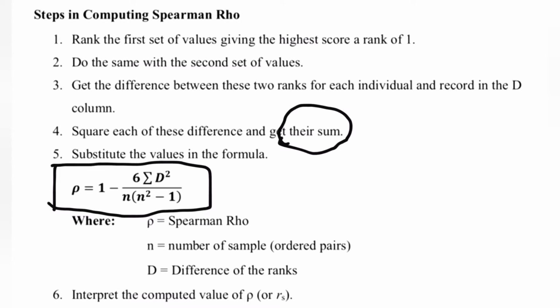And last step, we have to interpret the computed value of Rho or R sub S. So, yung R sub S is also yung ating Spearman Rho din to, yung R sub S. So, para mas maintindihan paano ba yan ini-interpret.